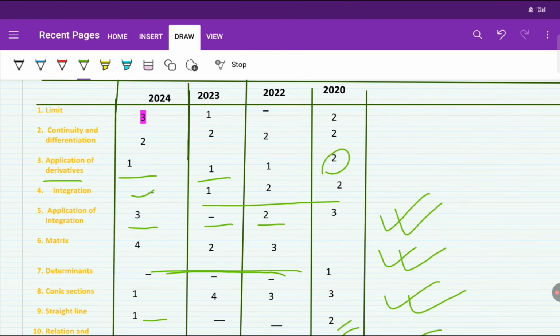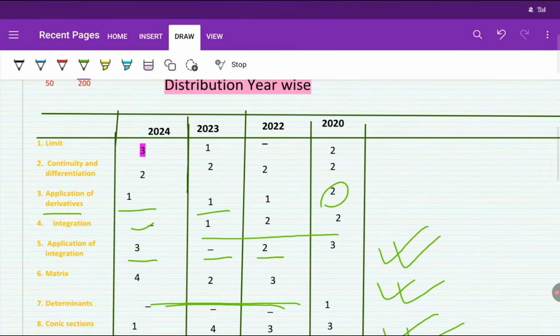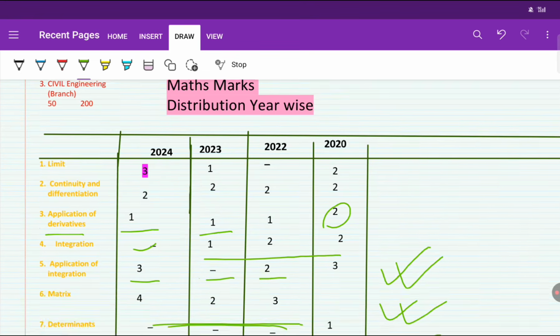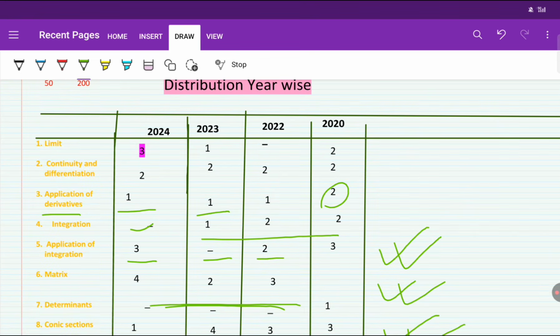So just go through this table, and if you can, print it out. I will upload this in the description box, so you can print it out and stick it on the wall, so that you can see which chapters are important, which chapters are very much important. You can find it out in your own way, and which chapters are easy for you according to your confidence, you can study.